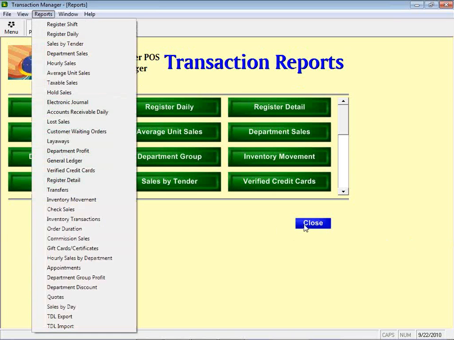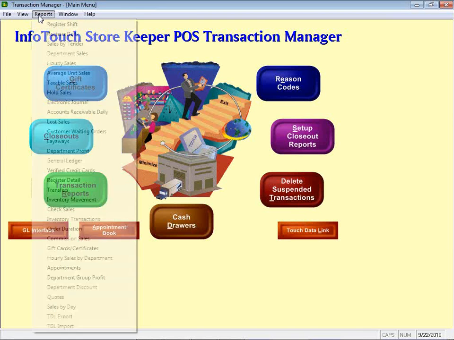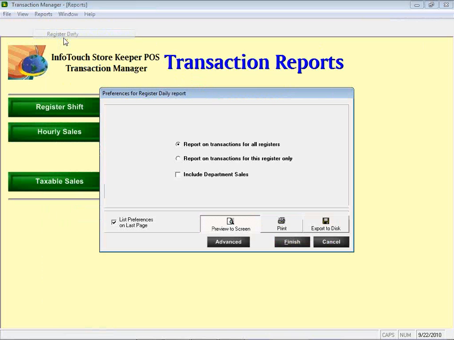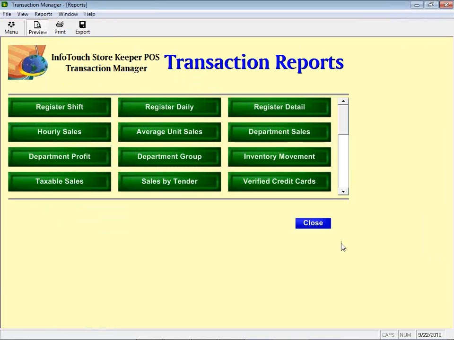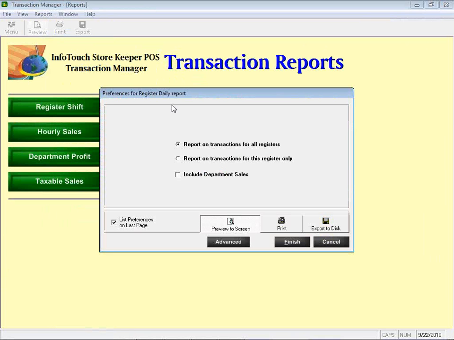I could, for example, come out here and say I want to run the Register Daily report. And there's no difference between doing that and having come in and hit Register Daily. So just different options. Register Daily is an important report. It's basically a summary of what's happened in your store for the day. It does have an option to report on all registers or for the register you're on only.